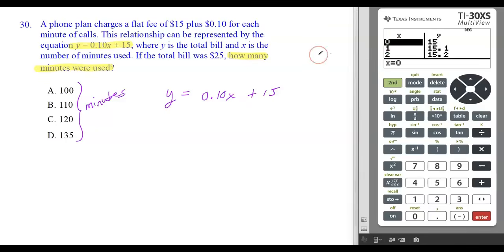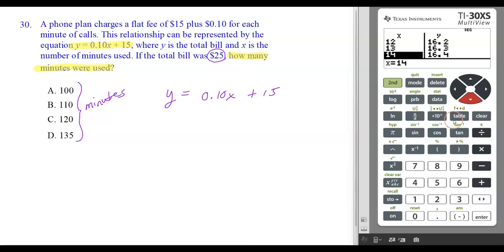And for my X values, which represent the minutes, I want to know if 100 minutes gives me $25. So I've got to find the X value of 100. So I just need to keep scrolling down to 100. But boy, that takes a while. You can do that.